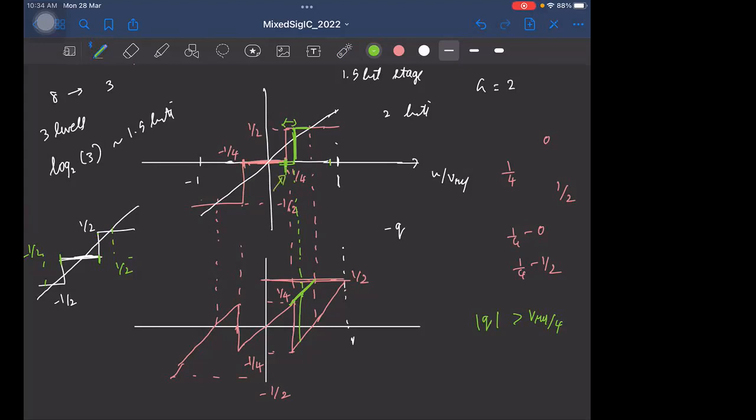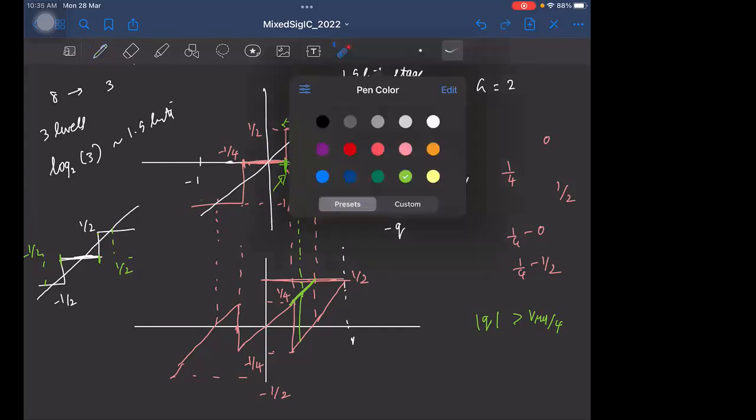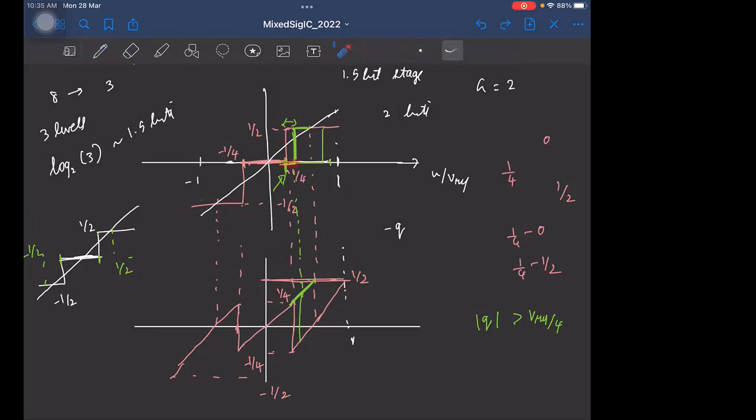So if you make an error of half, which means the decision point moves to 3/4, right? So if we have 3/4, this will exceed beyond 1/2. Correct. The point is, this is the error you can make in the comparator decision point. In this case, it's 1/4. Or if you want to be clear, it's VREF by 4. So you can tolerate this much error, right?